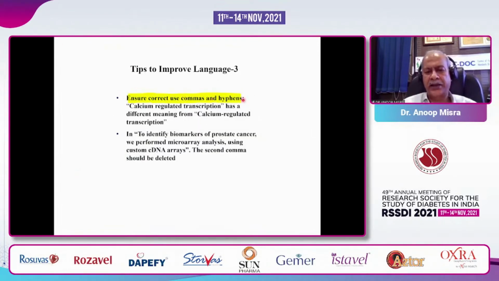Ensure correct commas and hyphens. Look at this. Calcium regulated transcription. There is no hyphen here. And if you make it a hyphen, it has a different meaning. Calcium-regulated transcription. And similarly, use of comma: "To identify biomarkers of prostate cancer, we perform microarray analysis." This comma should not be there. Using custom cDNA arrays.